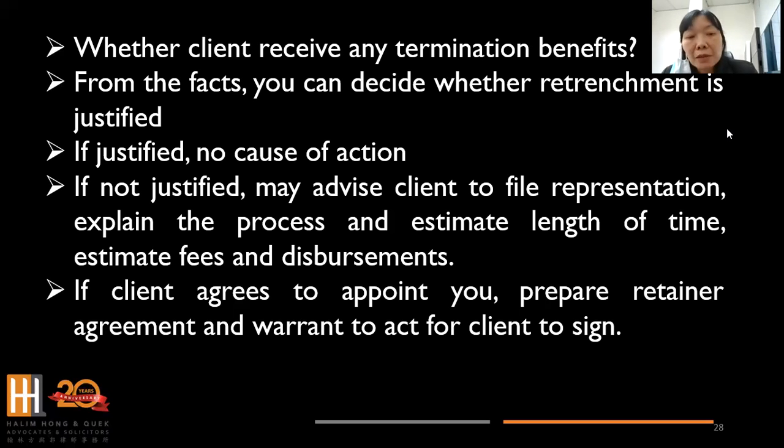Estimate length. Estimate fees. That's where you can propose your fees. Then if the client agrees to appoint you, you prepare your retainer and warrant to act for the client to sign.